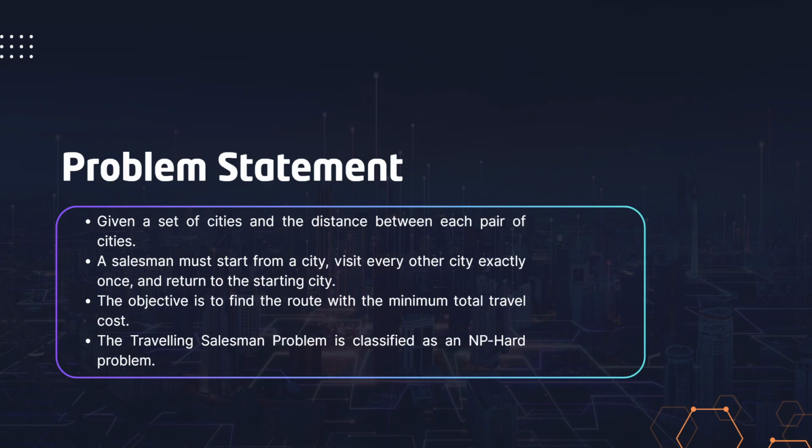Next, problem statement. In the TSP, a salesman is given a set of cities and the distance between each pair of cities. The salesman must visit every city exactly once and finally return to the starting city. The objective is to minimize the total travel distance, cost, or time. The challenge increases rapidly as the number of cities grows.